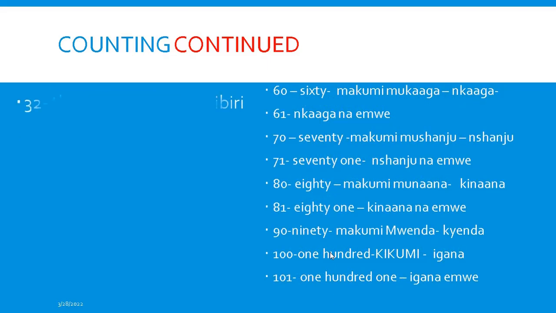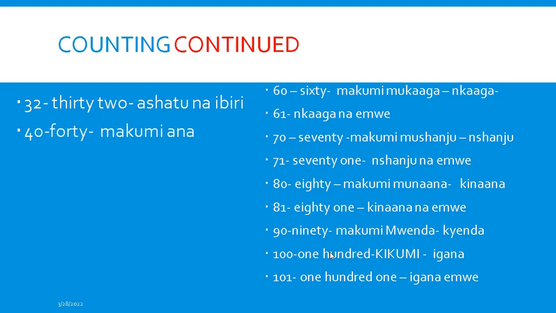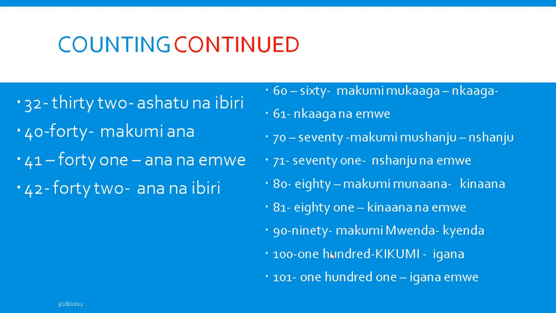Then we go to 32, that is ashatu na ibiri. We got 40, makumi ana, or you can say ana. 41, ana n'emwe, that is 40 plus 1. 42, ana na ibiri.